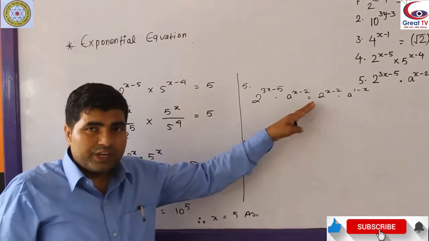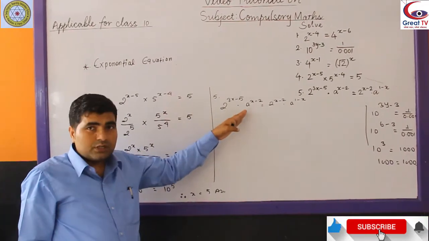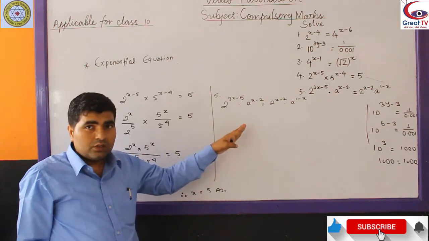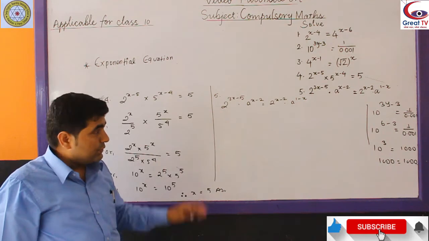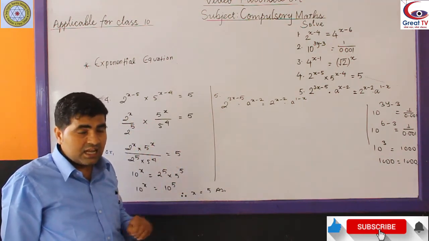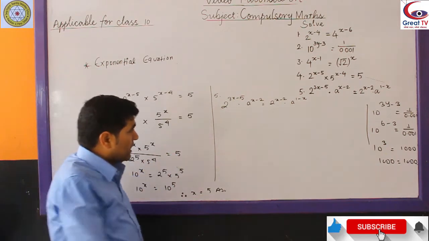How can we do this numerical? Please remember, use laws of indices first. Directly we can't compare with the axiom of exponentials. First use laws of indices. We have 6 laws of indices. Out of those, we can apply whichever is related here.